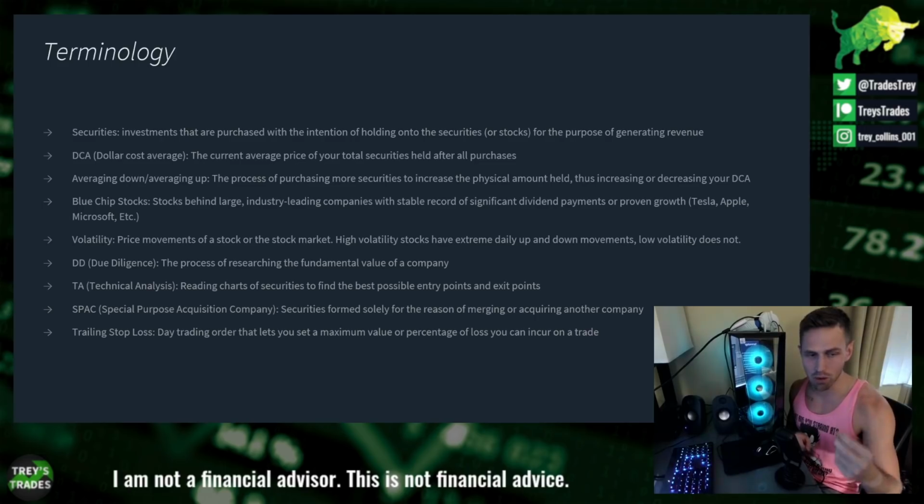Then the last thing is going to be a trailing stop loss. This is a day trading order that lets you set a maximum value or percentage of loss you incur on a trade. You can set exactly the amount percentage-wise or dollar cost-wise that you are willing to lose on a trade. This is mostly used for short-term stocks or short-term trades, right? In order to minimize losses on a stock. That way you don't get caught bag holding.